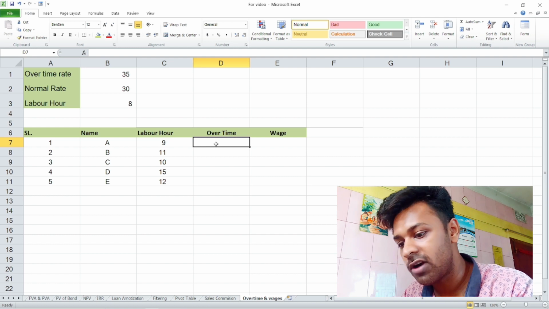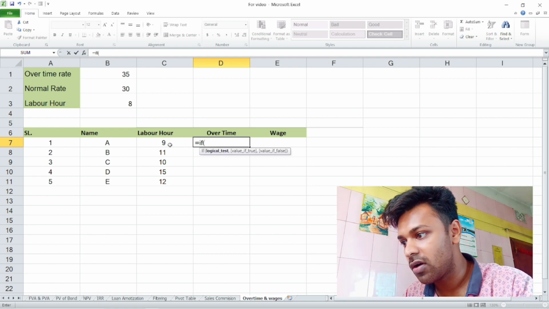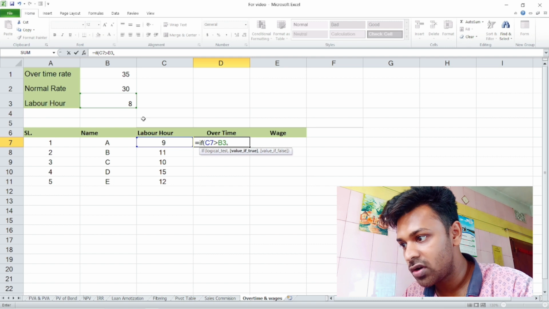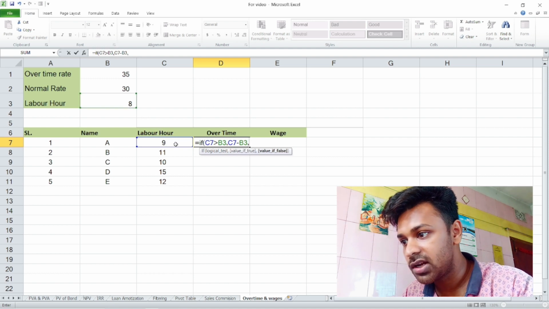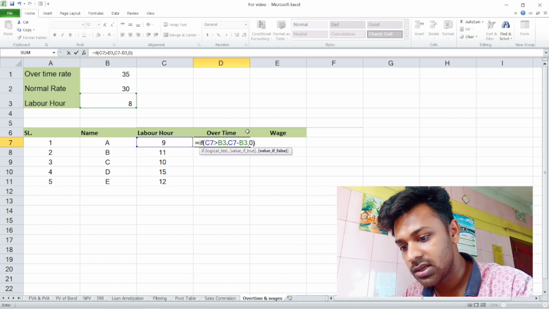To calculate overtime, here is the formula: equal sign, then IF, then open the bracket. Now logical test one is: if labor hour is greater than this, then the answer will be labor hour minus normal hour, and if the value is false, then the answer will be 0. Now close the bracket, hit enter.